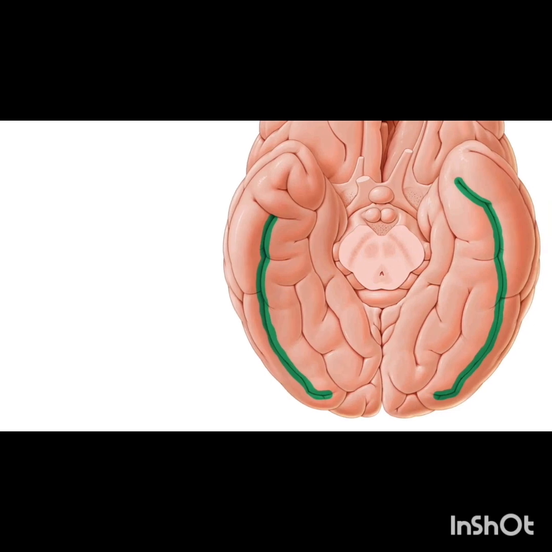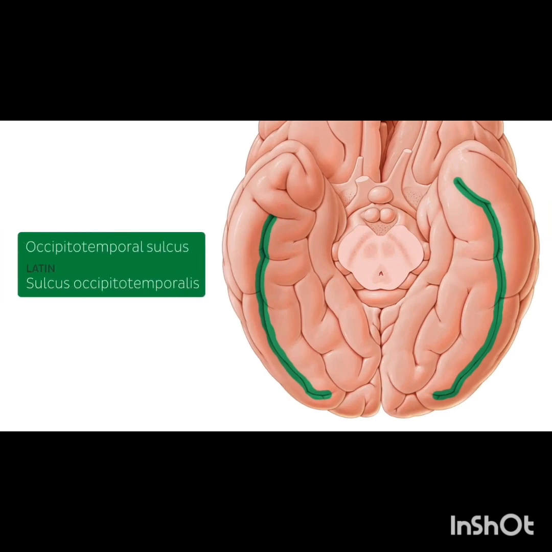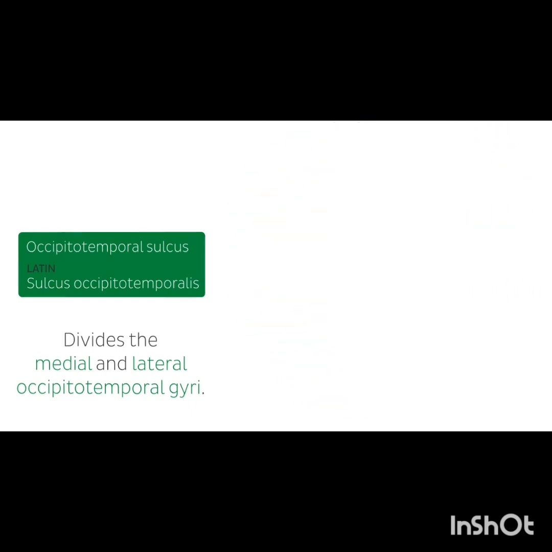The next structure we're going to be highlighting here is known as the occipitotemporal sulcus. Now, immediately medial to the inferior temporal sulcus, we see this one here that we're now highlighting. This furrow divides the medial and lateral occipitotemporal gyri, and it is located on the inferior aspect of the brain, lateral to the collateral sulcus, which happens to be the next highlight here.